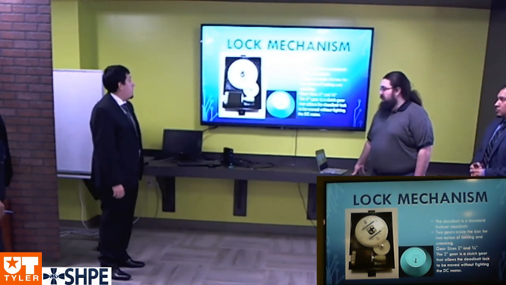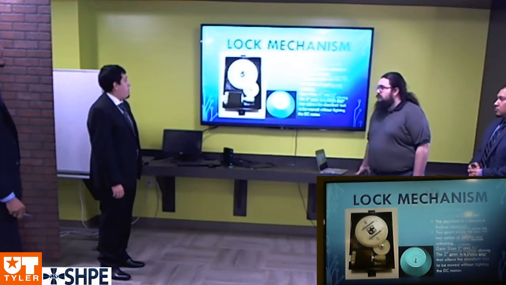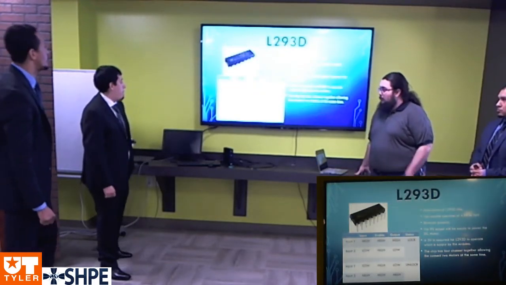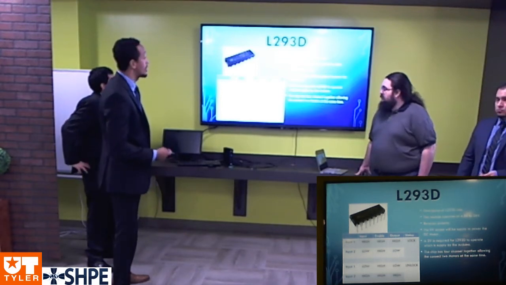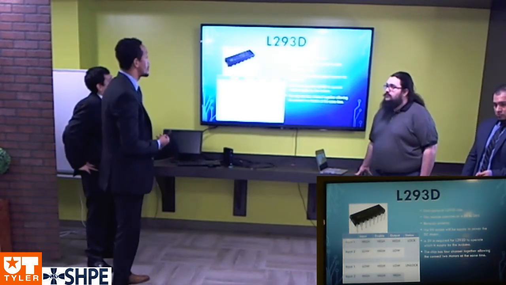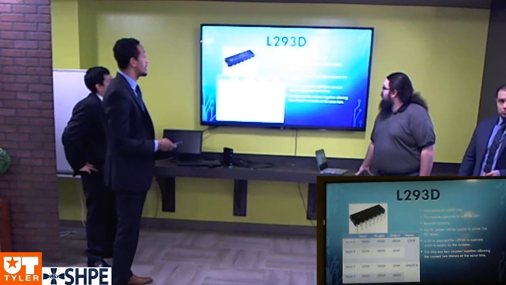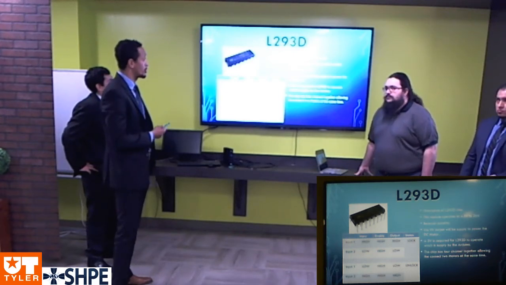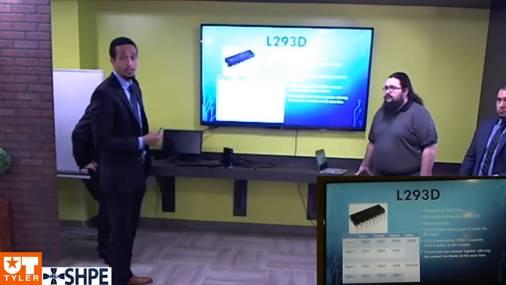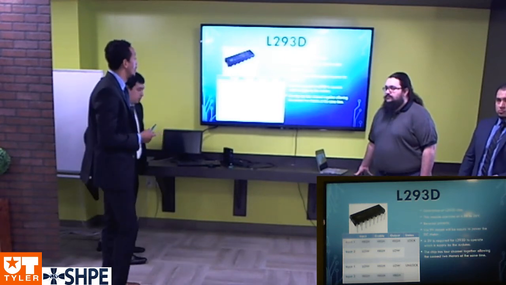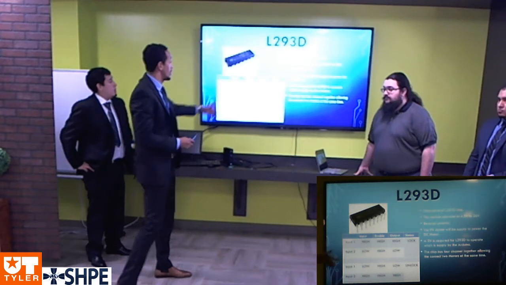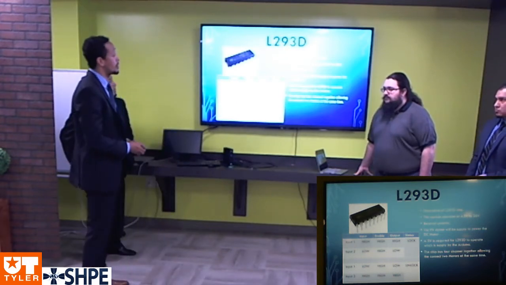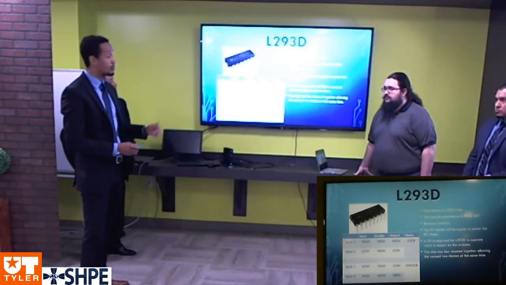So when it comes to the L293D, it's a monolithic device connected directly to the Arduino and to the DC motor. The reason why we chose this chip is because it has a reversal polarity, which is how you can go to lock or to unlock it. So it runs at 5 volts and it delivers 9 volts to the DC motor.